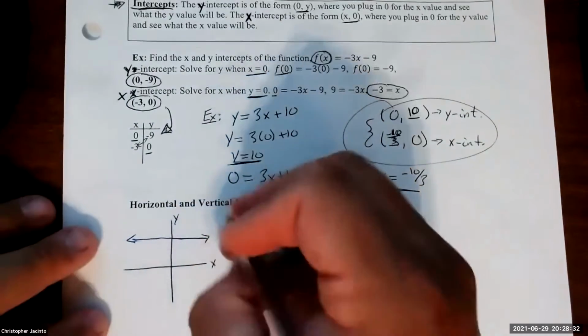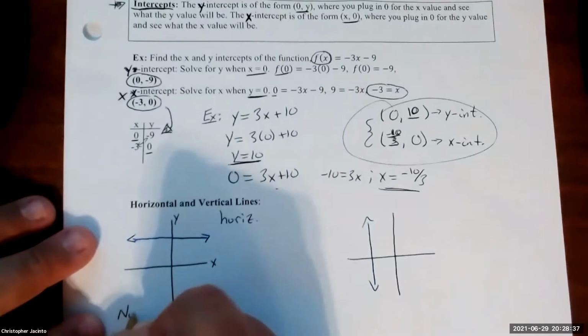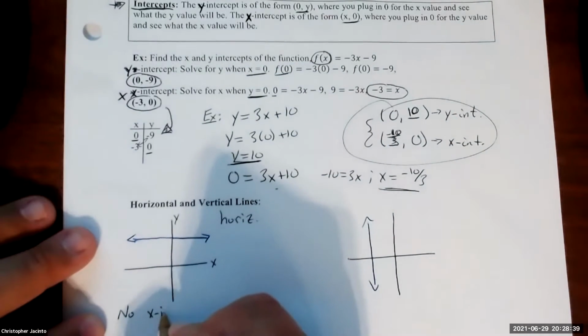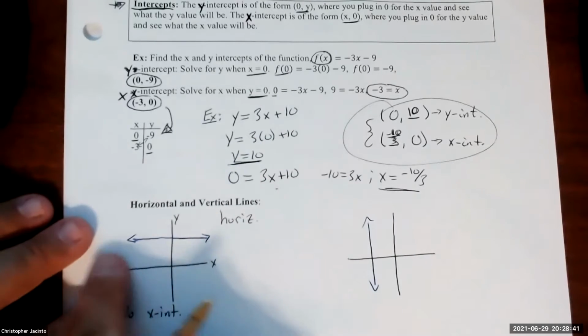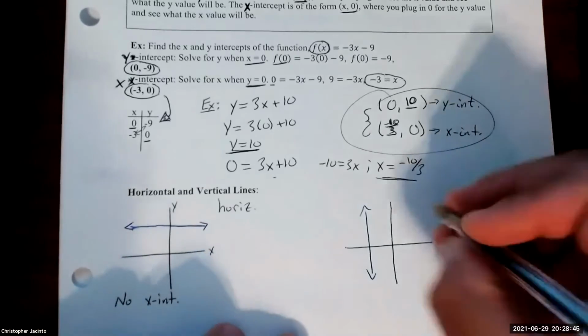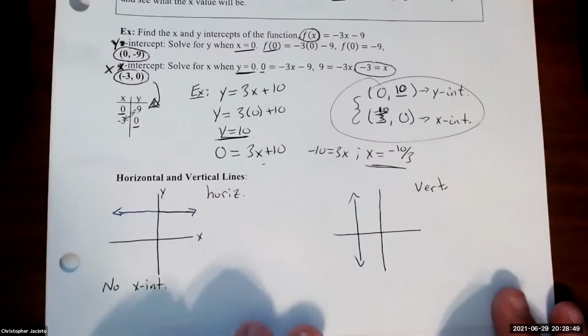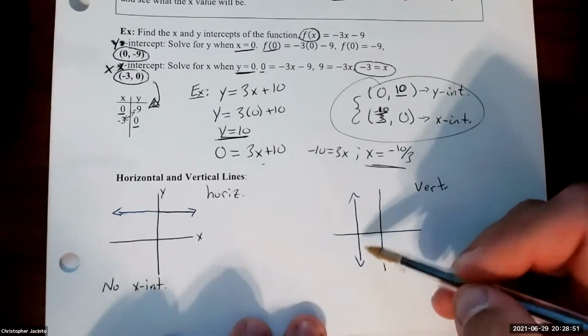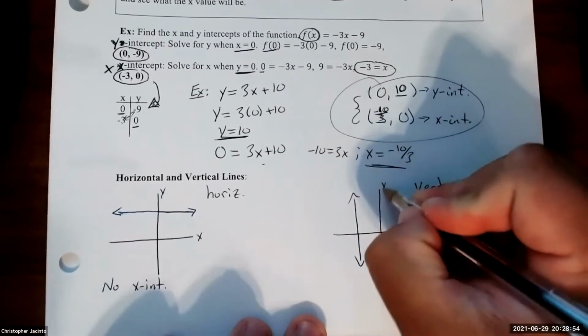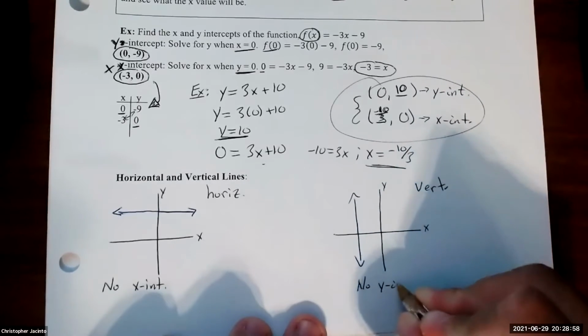Therefore, when it comes to horizontal lines, this has no x-intercept, because again, it never crosses the x-axis. However, when it comes to vertical lines, it's just the opposite. So notice this one's going up and down, so this never crosses the y-axis at all. So really, this one has no y-intercept.